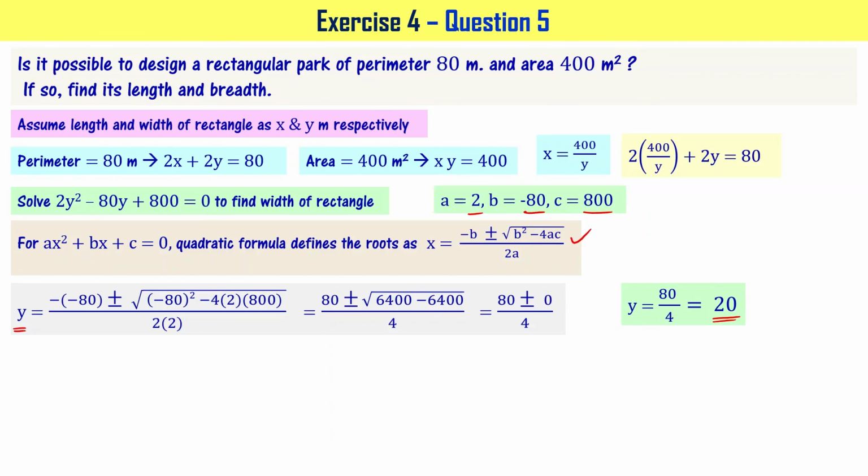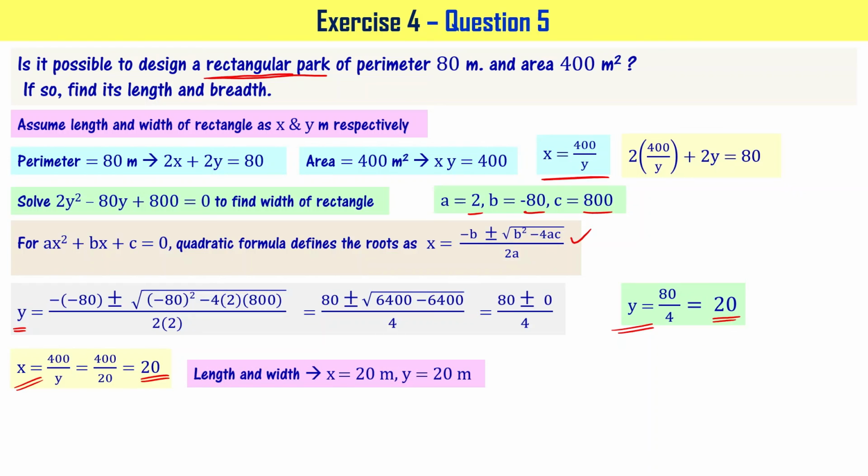Now we got y as 20. It is a real number. We know now what is the relation for x and y. X equal to 400 by y, right? That is 400 divided by 20. That is also equal to 20. Look at this. Y is 20 and x is also 20, meaning length and breadth both are same, right? That cannot be a rectangular park. That will be a square shaped park, right?